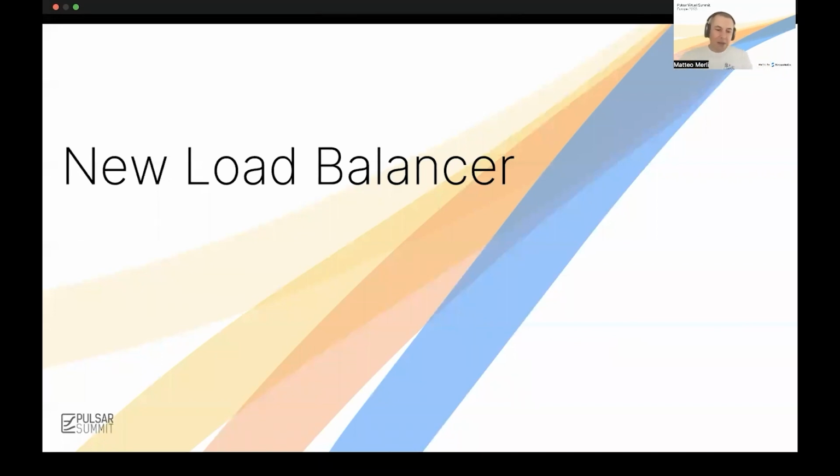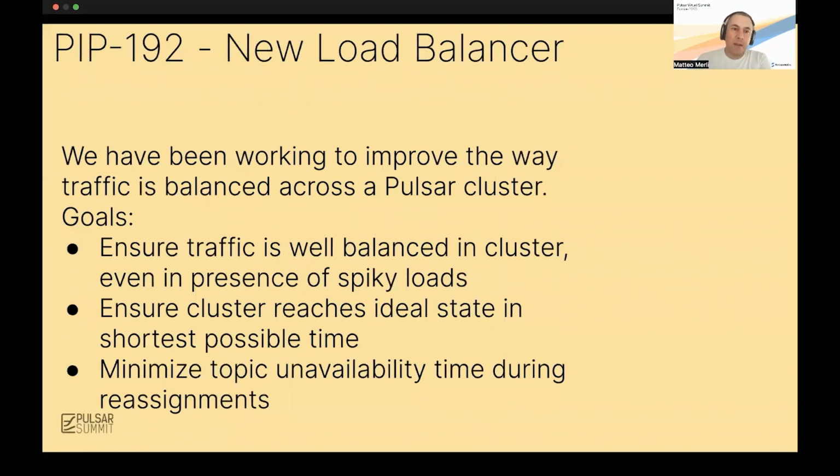And around new features and new improvements, we did a lot of work around the new load balancer. This is a PIP that has been in the works for many months, and it effectively started with one idea: the old load balancer in Pulsar works fine most of the time, especially considering the Pulsar architecture that is designed to easily move topics from one broker to another. But there were corner cases in which it was not reacting well to spiky loads, or it was taking a longer time to converge to balanced traffic in the cluster, or in some cases it was not reaching a well-balanced scenario, and it was very difficult to understand why.